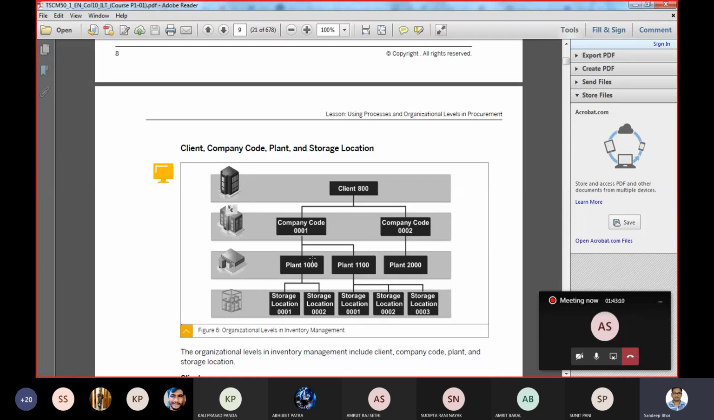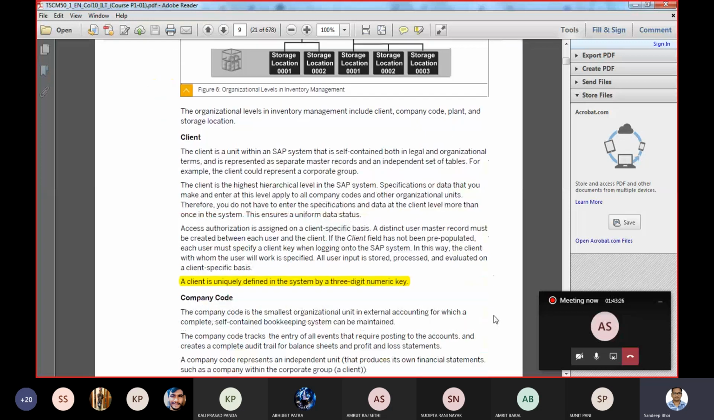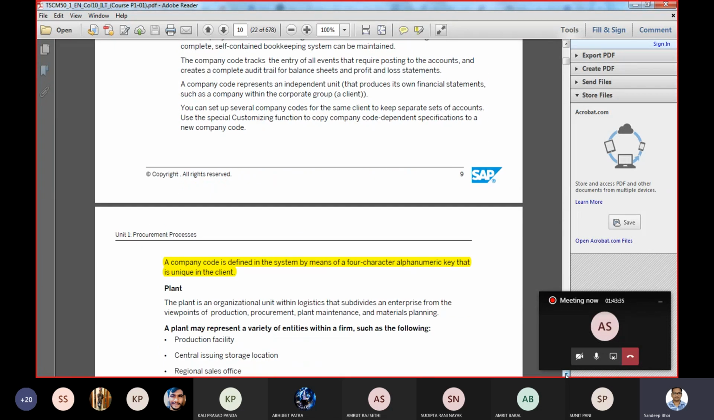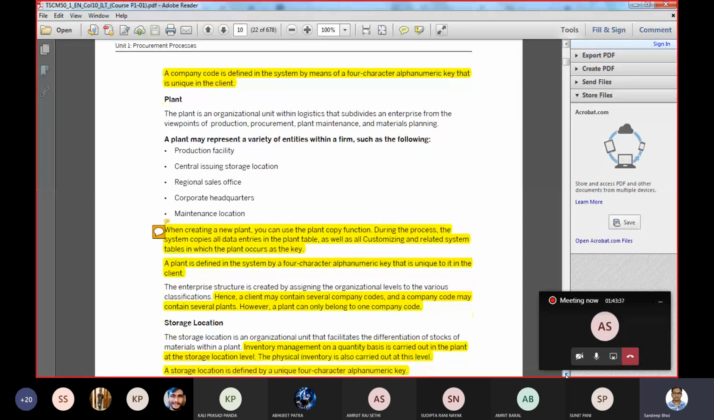Similarly, the plant is unique within the company code. 1000 is unique within the company code. Within the same company, this plant code is unique. So this is how the hierarchy works. I hope all of you have gone through this concept, and you can read this PDF and all these important things. I have already discussed these things.